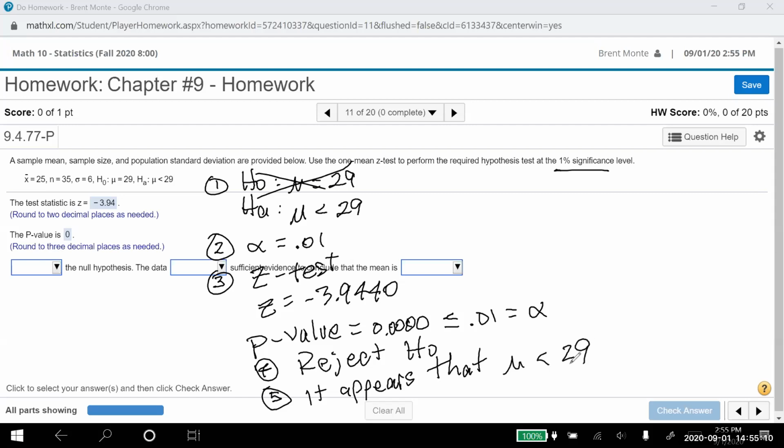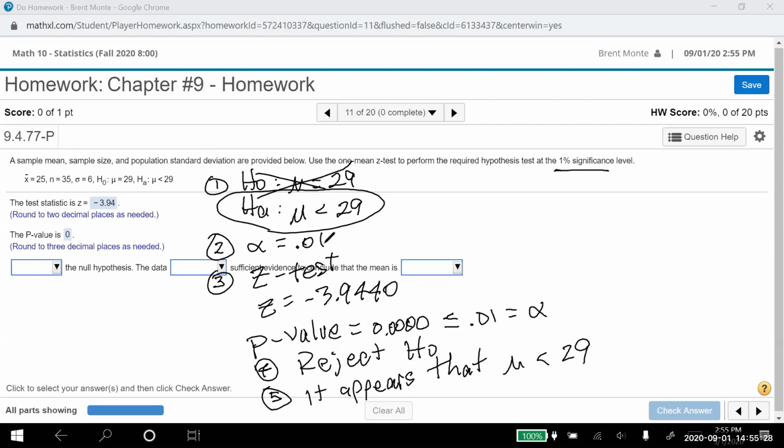Now they're going to be more formal. They're going to say, oh, the data provides sufficient evidence to say that mu is less than 29. But if we throw away the null hypothesis that mu is equal to 29, we have to go with the alternative, whatever the alternative was. And the alternative was less. And so that's how we state our answer.